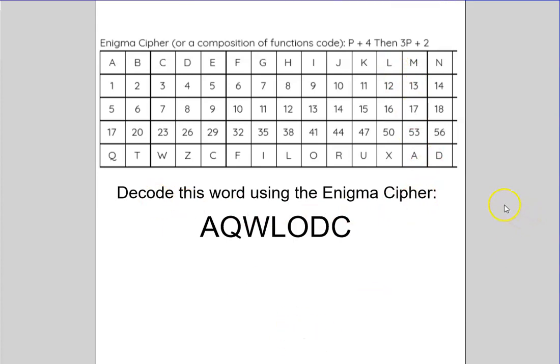So go ahead. Again, you might want to pause the video, but go ahead and see if you can use the chart to decode back to the actual alphabet. See if you can uncode this word.